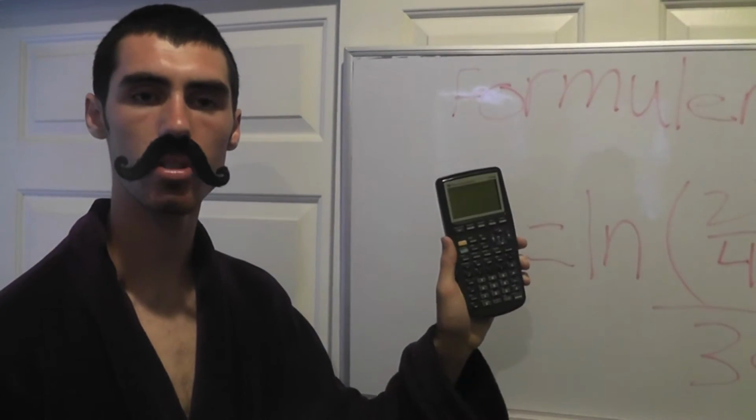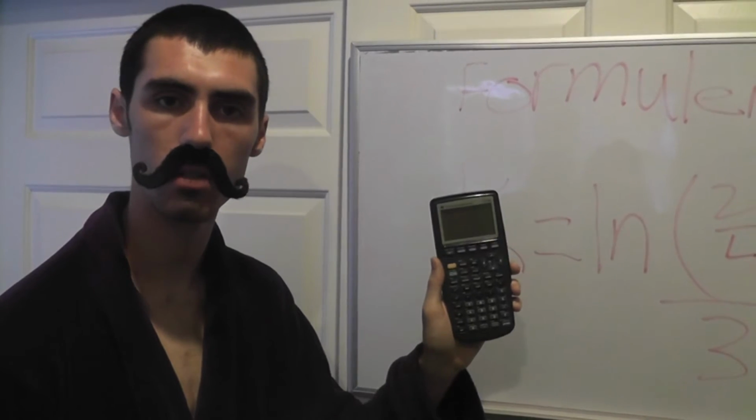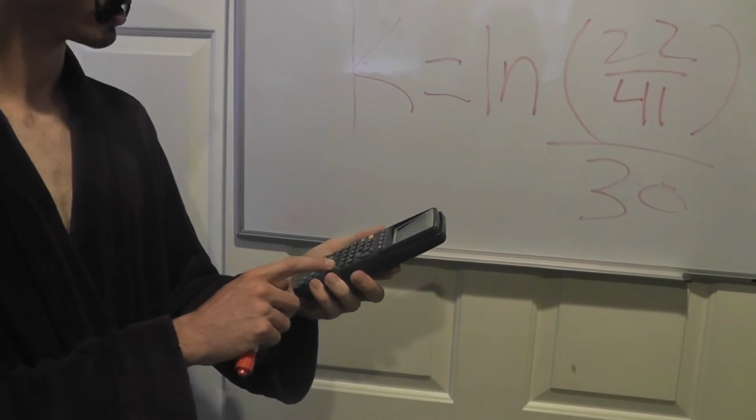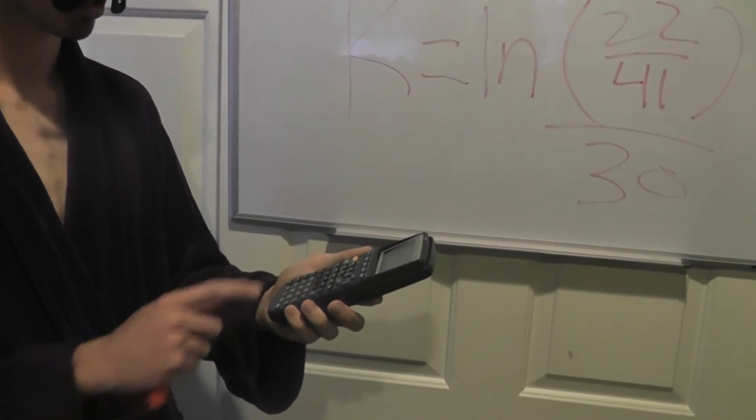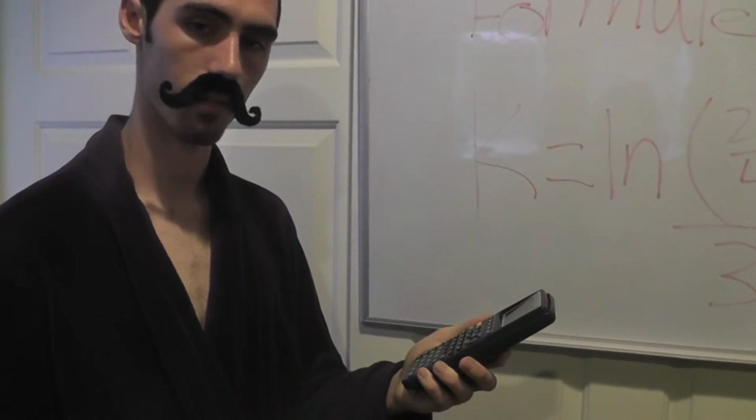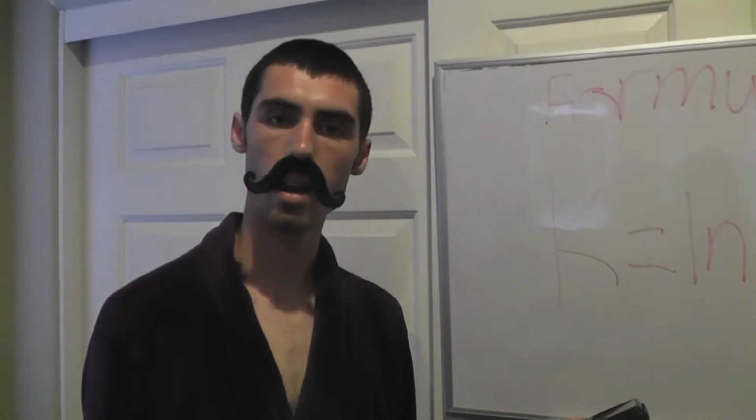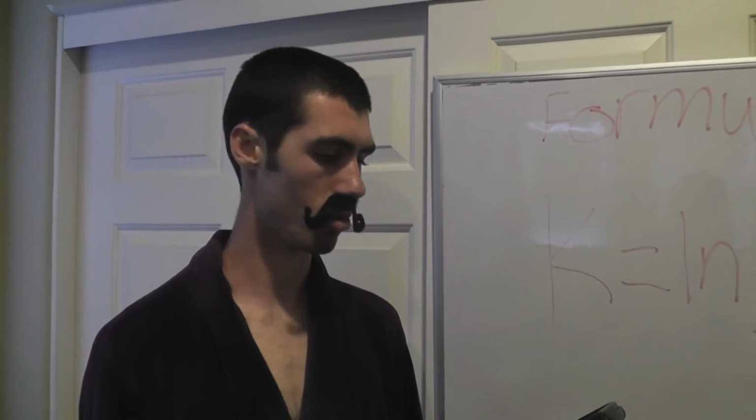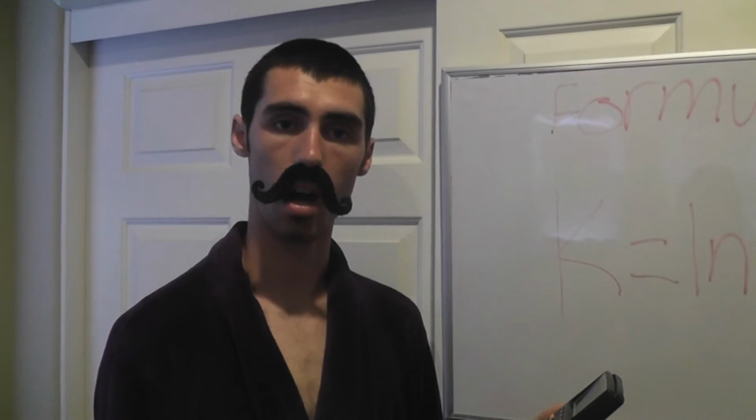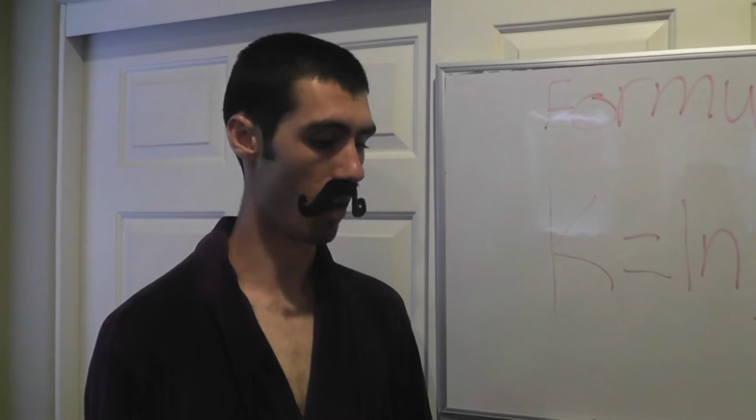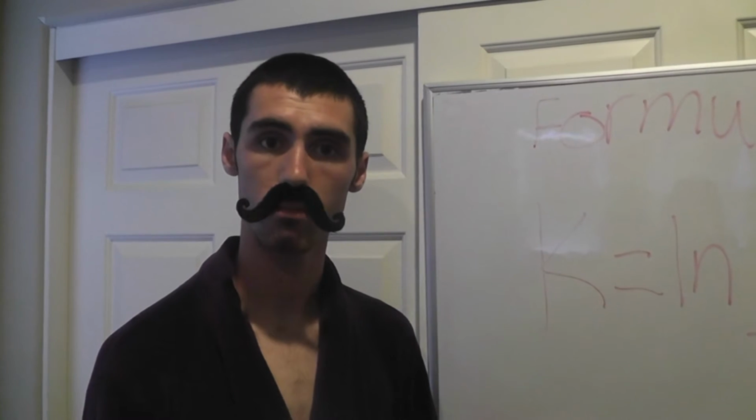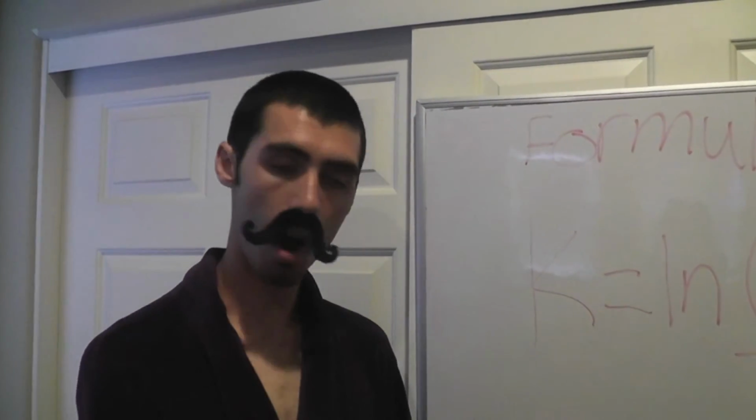We must punch this into our calculators. Let's do ln(22 divided by 41, close parentheses) divided by 30. Enter. And I get negative 0.02075 blah blah blah, a long decimal number. Now if I only keep 3 decimal places, I will get an inaccurate decimal answer. So I must keep all of this.